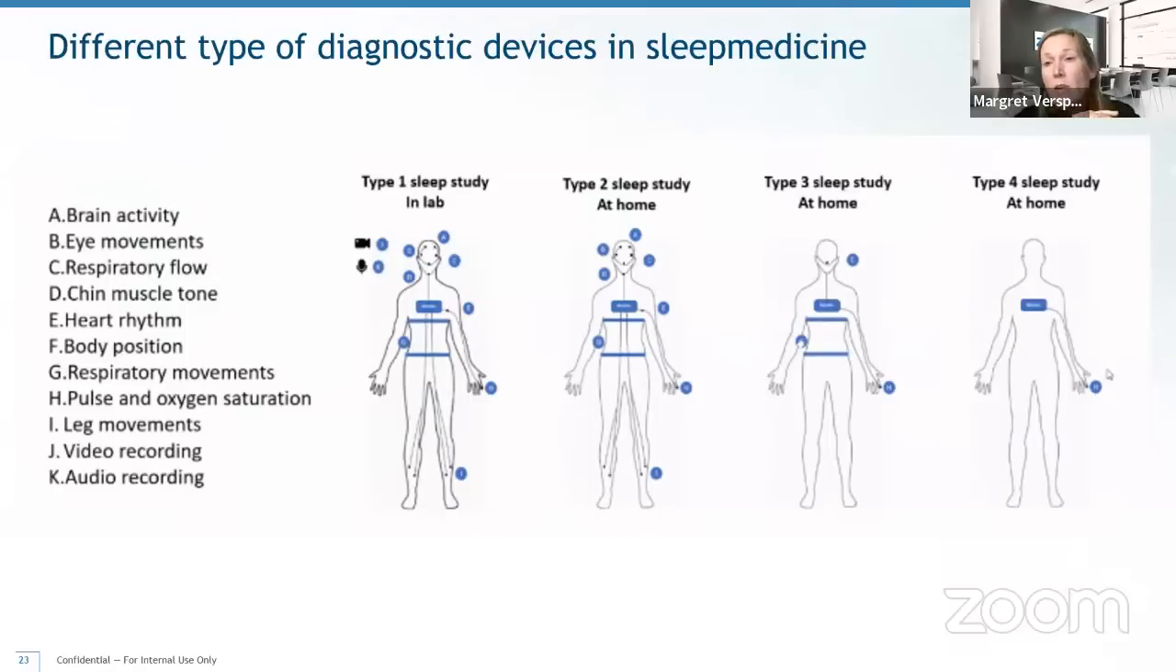We have the respiratory movements from the belts, and we have the oxygen saturation. And the type 4 is more screening, and it's the oximetry. So it's only based on the oximetry. So actually, type 1 is the gold standard, and type 4 is screening.